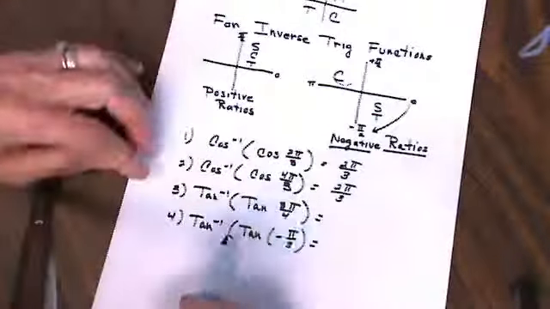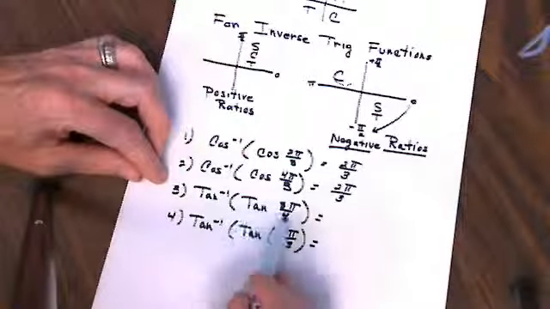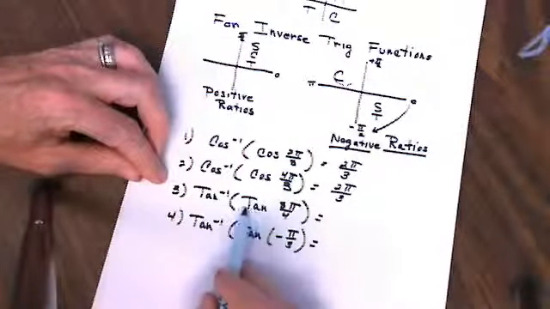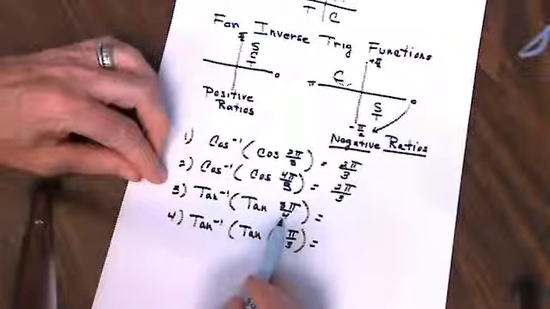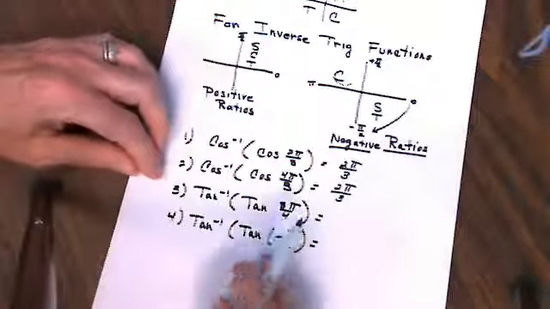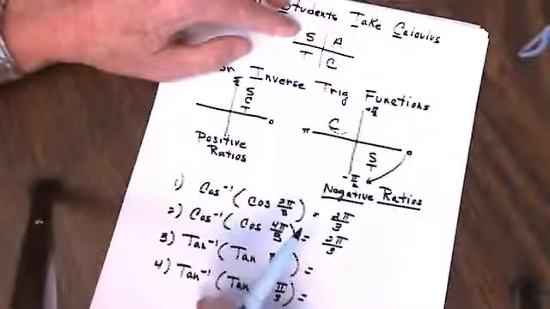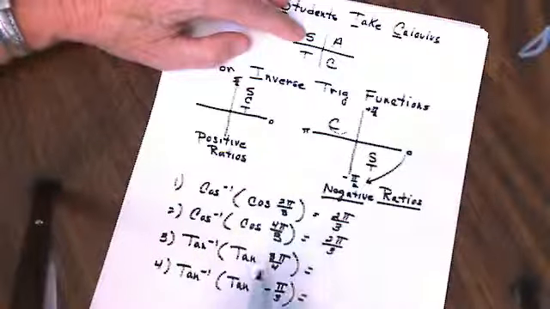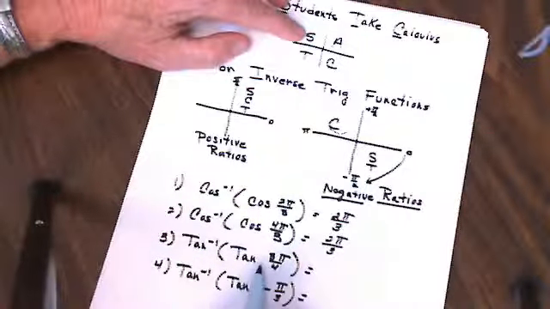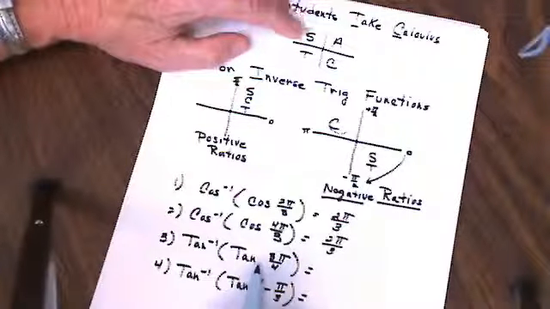Moving on to question number 3. I look inside and I see here that they want the inverse tangent of the tangent of 3 pi over 4. Where does the angle 3 pi over 4 fall? Back up here. It falls in quadrant 2. Does tangent produce a positive or a negative ratio in quadrant 2? Well, clearly it produces a negative ratio in quadrant 2.